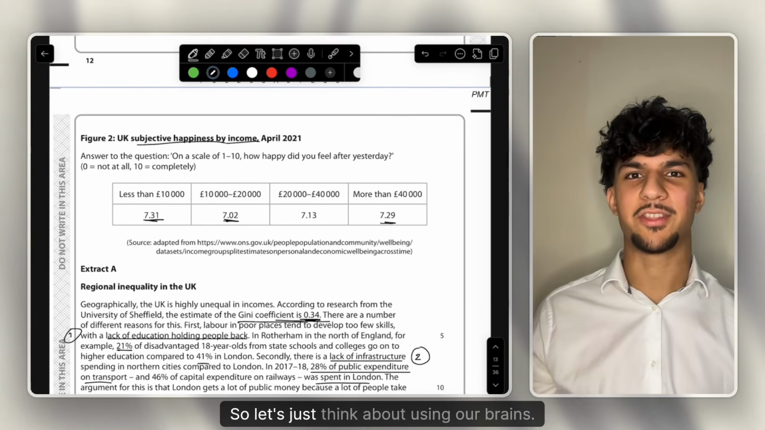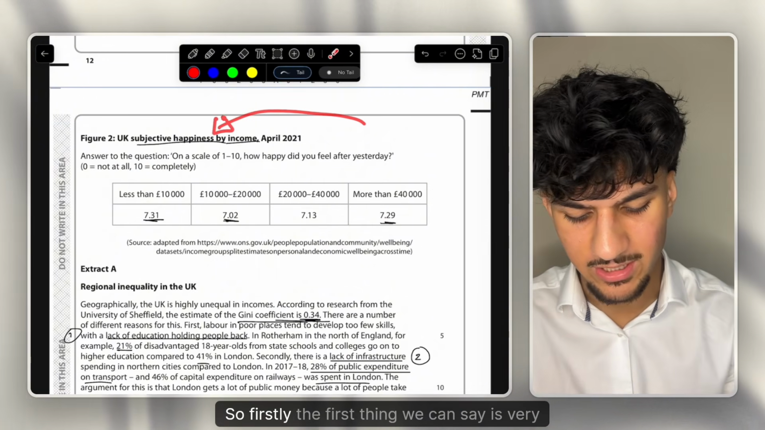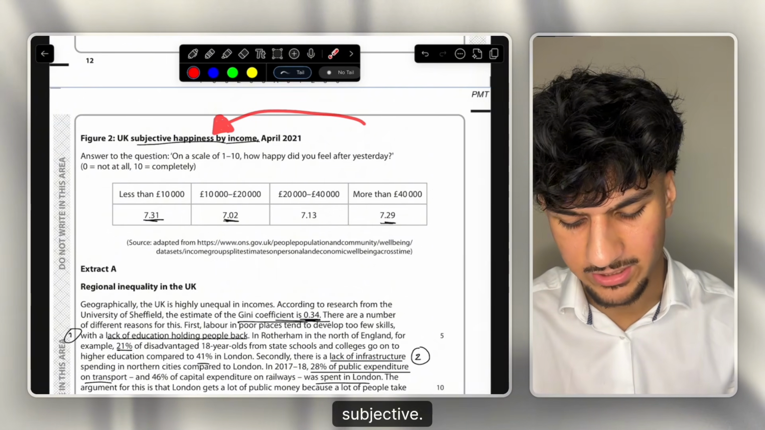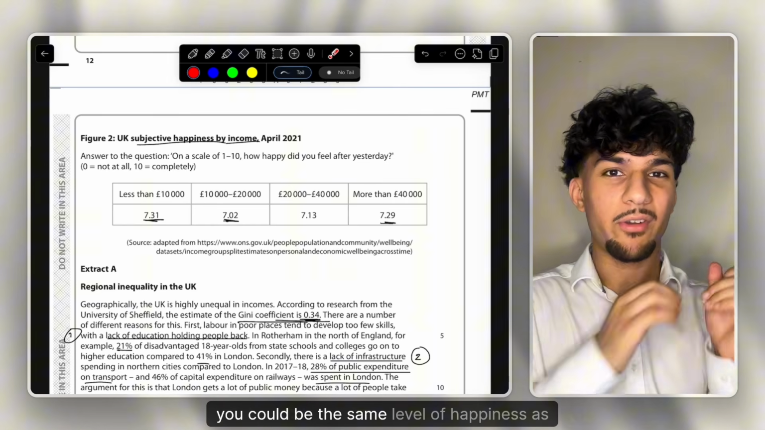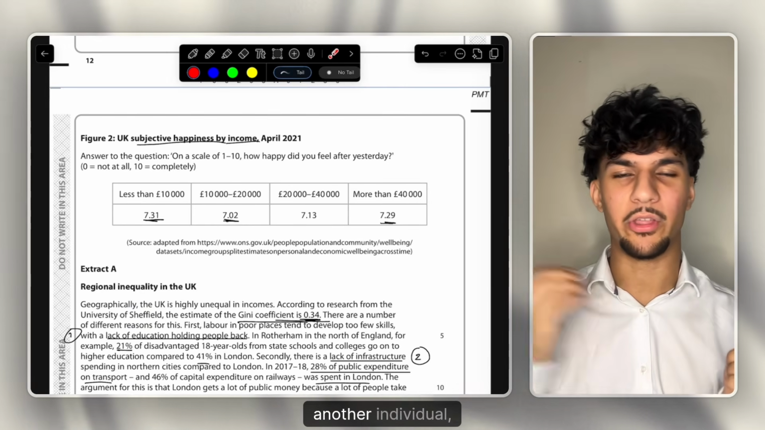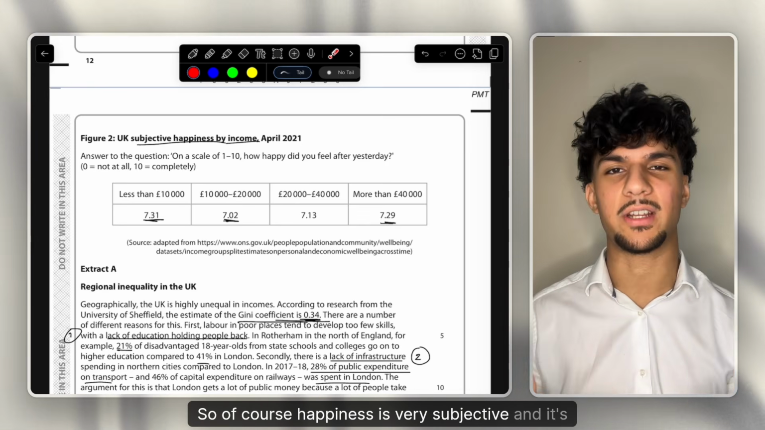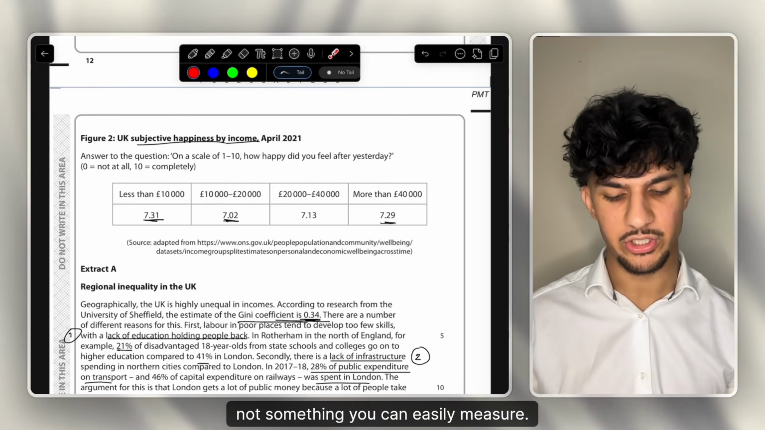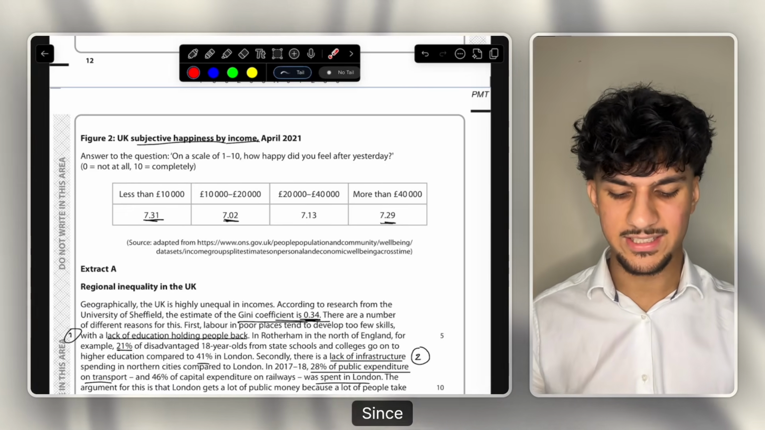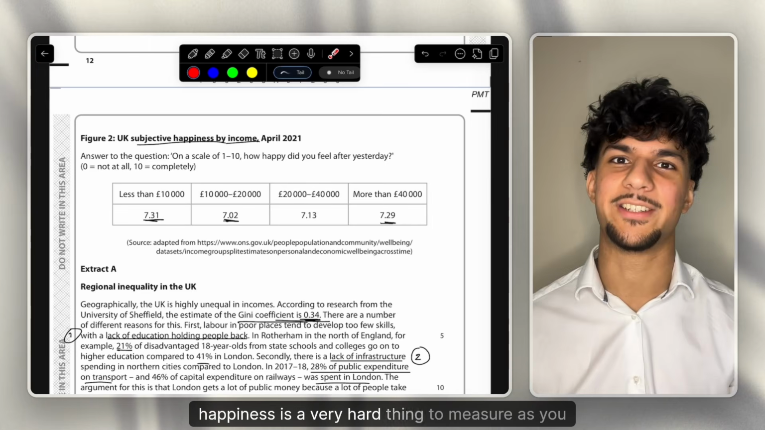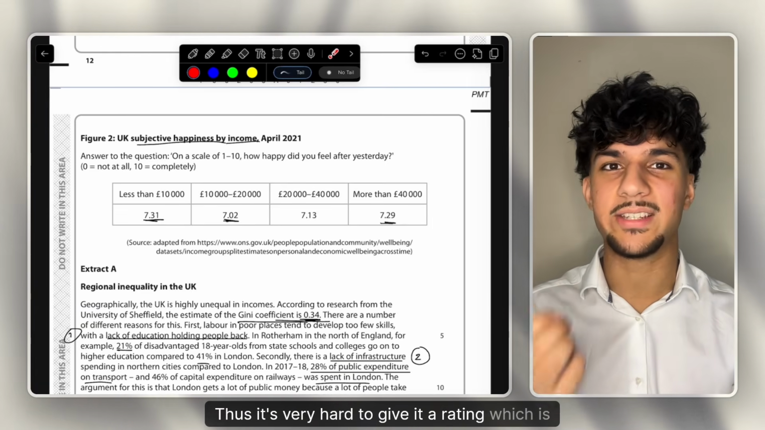So let's just think about using our brains. It's talking about subjective happiness. So firstly, the first thing we can say is very subjective. If I asked you how happy you are right now, you could be the same level of happiness as someone else, another individual, but still give totally different ratings. So of course, happiness is very subjective, and it's not something you can easily measure. So you can definitely talk about the limitation of this study itself, since happiness is a very hard thing to measure, as you guys probably know. Thus, it's very hard to give it a rating which is accurate.